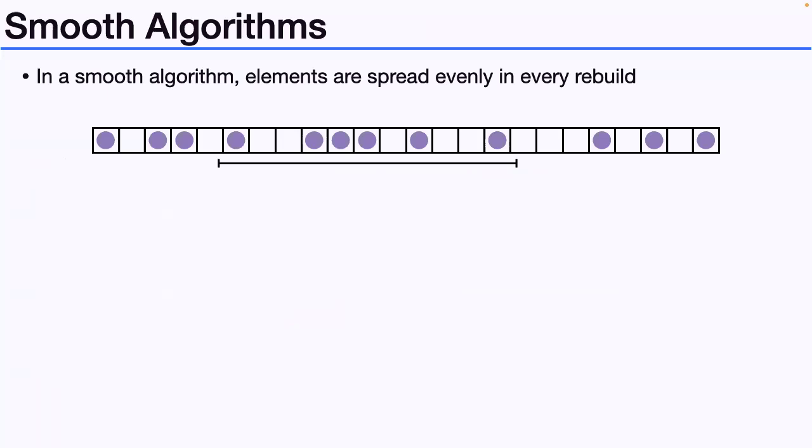All right, so let's talk briefly about what those are, because this concept of smoothness or lack of smoothness is going to come up a lot during this talk. In a smooth algorithm, elements are spread evenly every time we rebuild. Rebuild means whenever the algorithm decides to move elements. It's not required to spread the entire array evenly, but it has to pick a contiguous subinterval and then spread the elements out, meaning there's roughly the same number of free slots between all the elements.